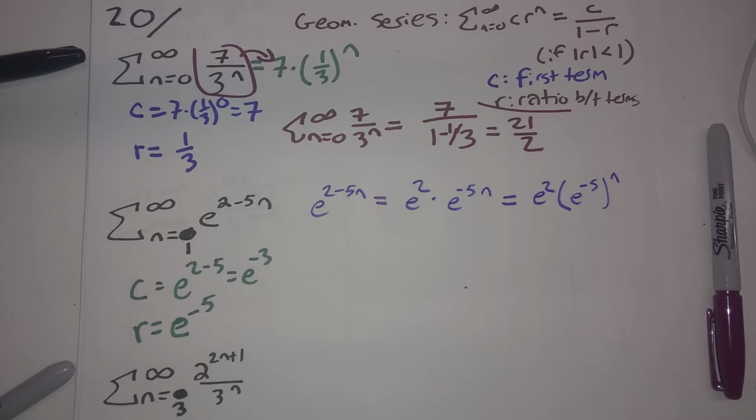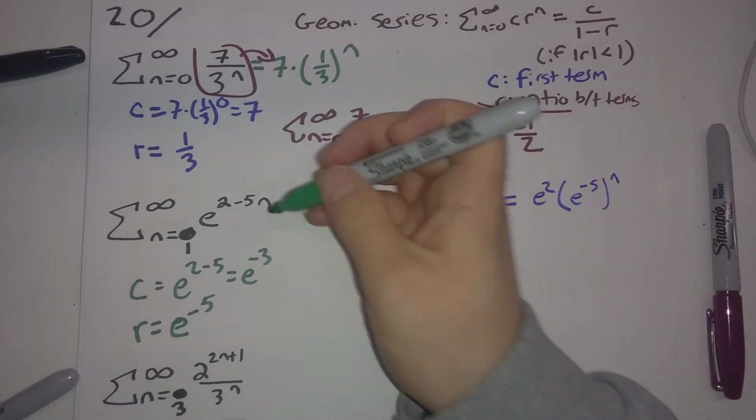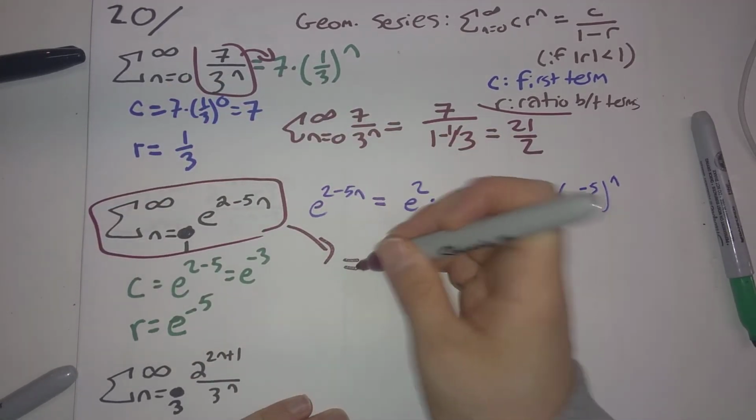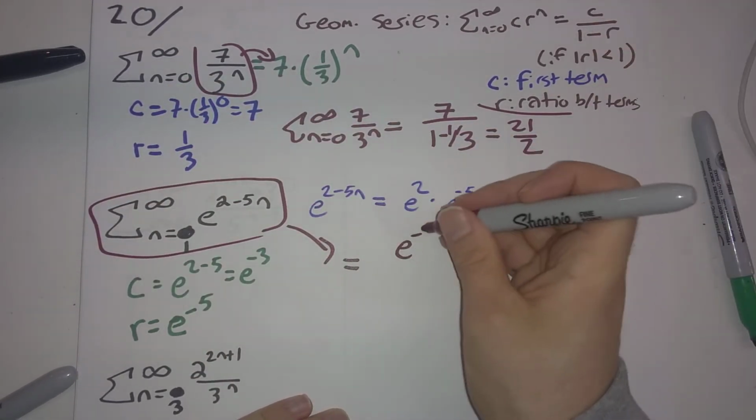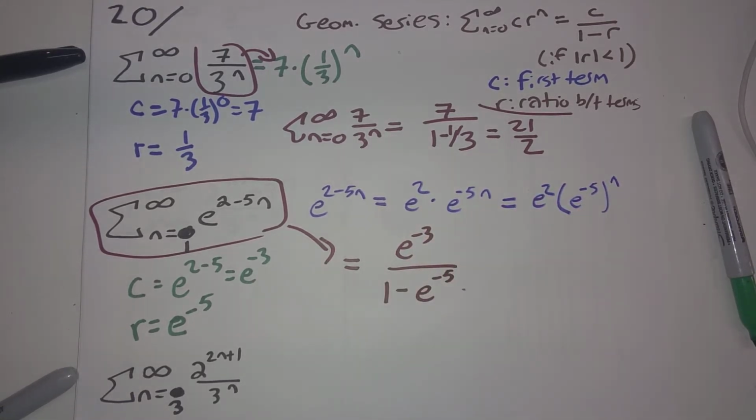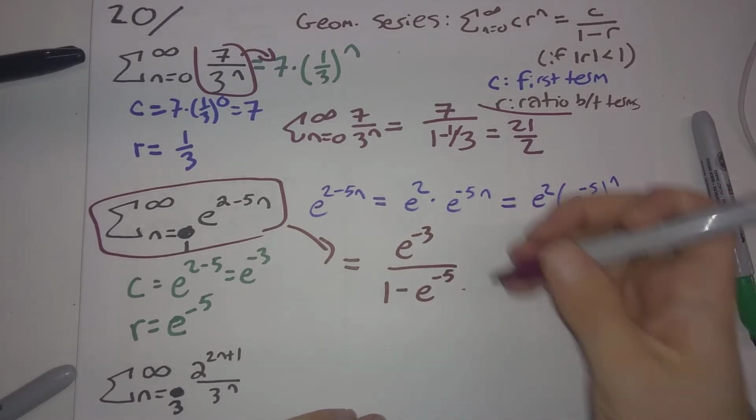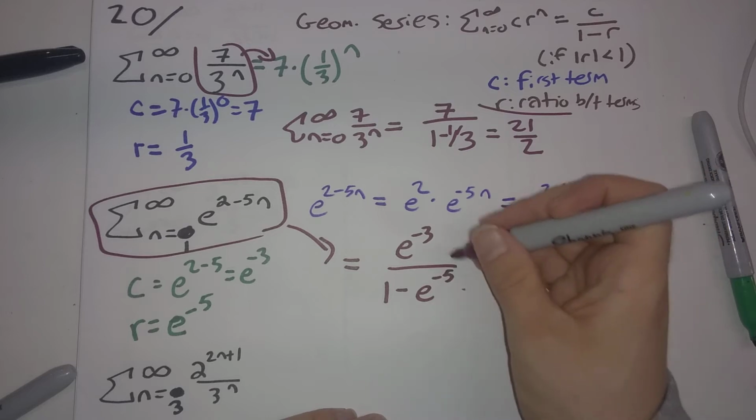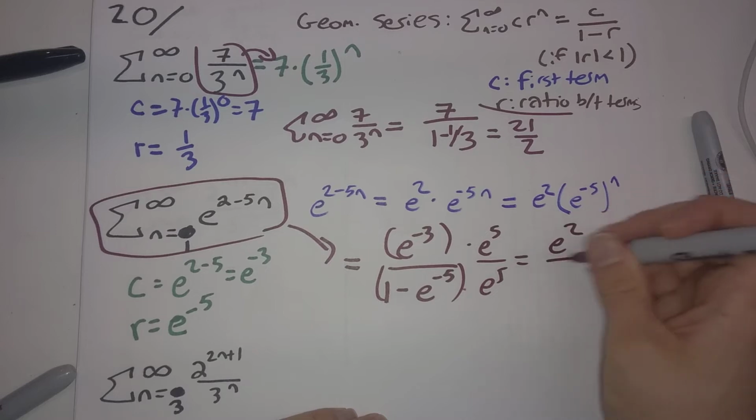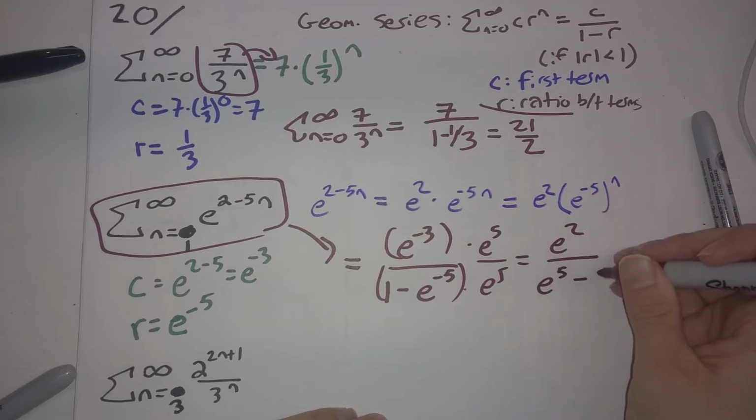So what does this give me? r is less than 1 in absolute value, so I can plug things in and say that this entire series is equal to c, e to the minus 3, divided by 1 minus r, e to the minus 5. If we don't like negative exponents in our numerator and denominator, we can multiply top and bottom by e to the 5th, and obtain e squared over e to the 5th minus 1.